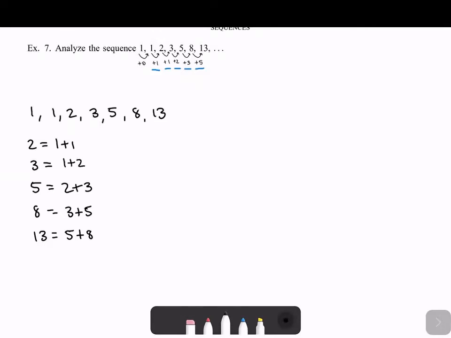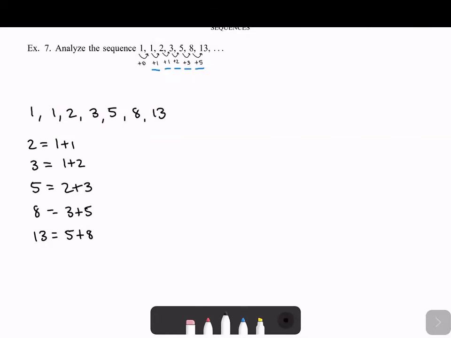What we can see here is that to get a term in our sequence, to get 3, we add 1 plus 2 to give us 3. And we do the same thing with everything in the sequence. To get 5, we add 2 plus 3 to give us 5. To get 8, we add 3 plus 5 to get 8. And finally, to get 13, we add 5 plus 8. So like I said, it's not arithmetic. We don't add the same thing every time, but we add the previous 2 terms in the sequence.